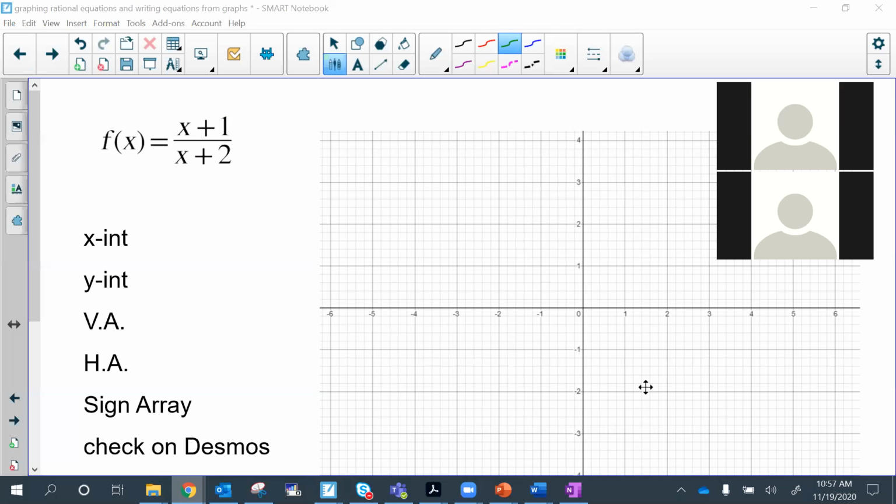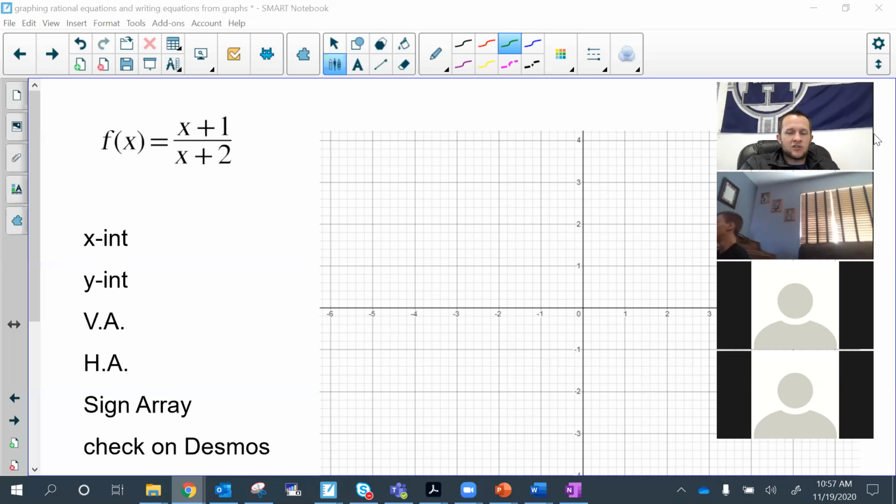All right, so Jade, how did you get the x-intercept? So I set the numerator equal to 0, so x plus 1, I set it equal to 0. And then you solved, and what did you get? I got -1 for the x-intercept. Perfect. Thank you, Jade.